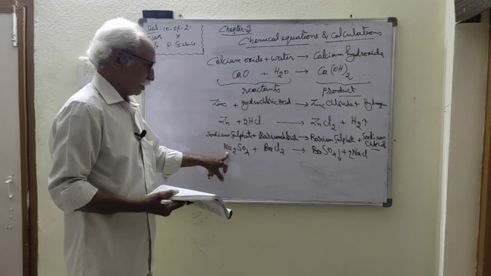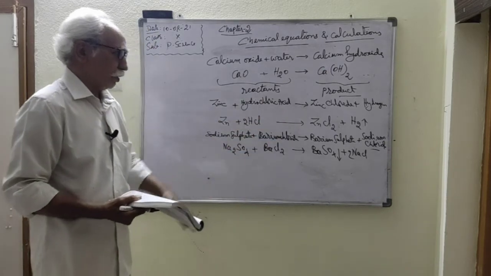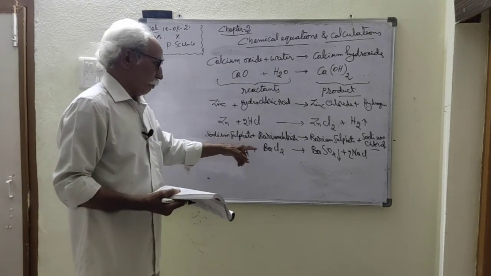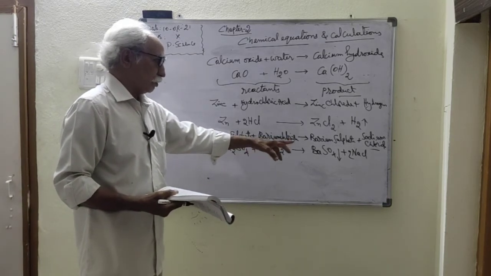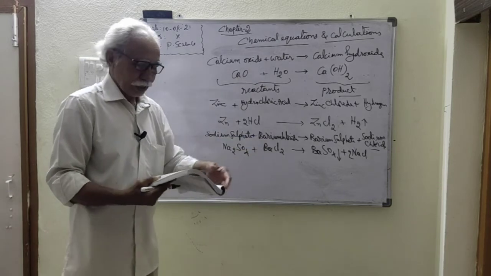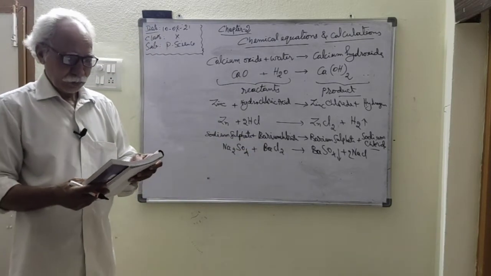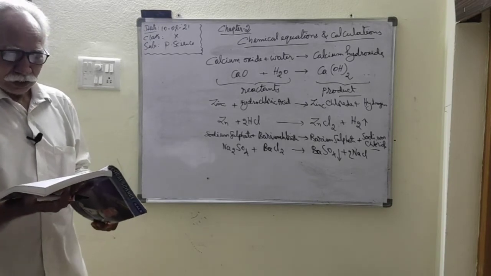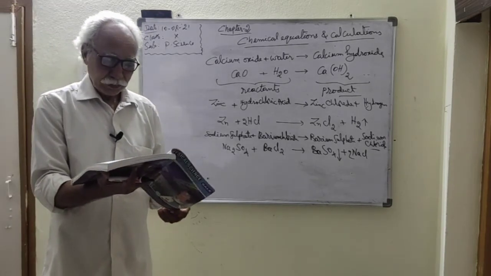By using this equation, you can say how many atoms of sodium are involved, how many atoms of sulfur, how many atoms of barium, how many atoms of chlorine, and how many oxygen are involved. We can write it easily by seeing this chemical equation. So the chemical equation is very, very important for chemical reactions in chemistry.